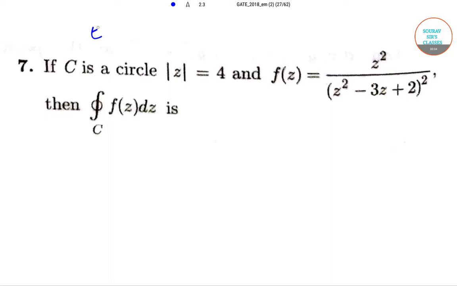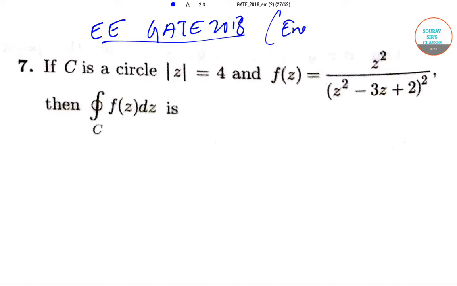Today we'll be solving the electrical engineering GATE exam paper of year 2018. We'll be focusing on the engineering mathematics portion of the paper. Today we'll be solving question number 7.